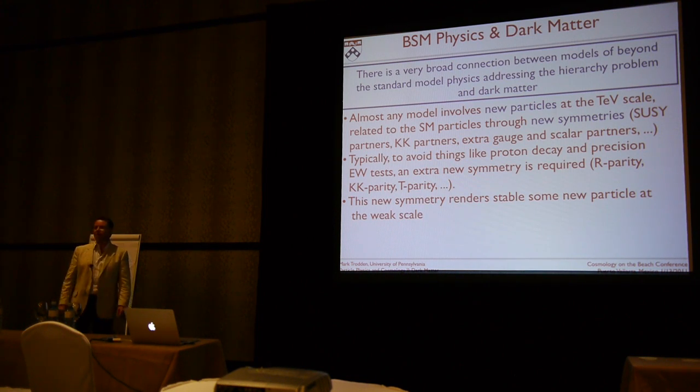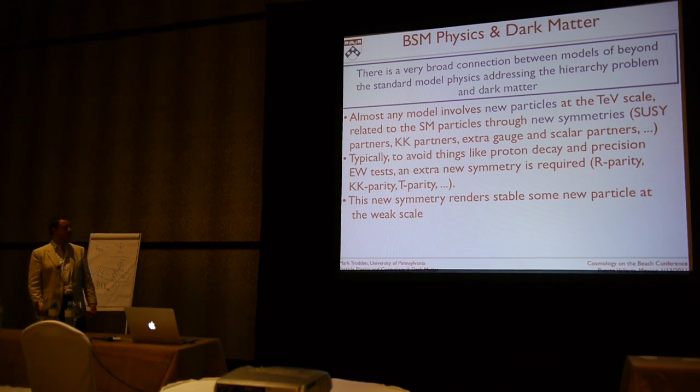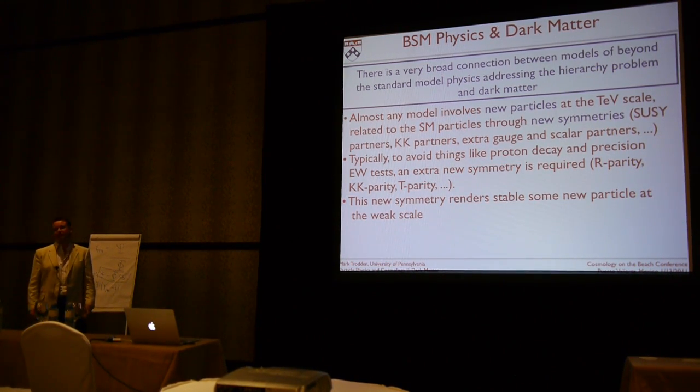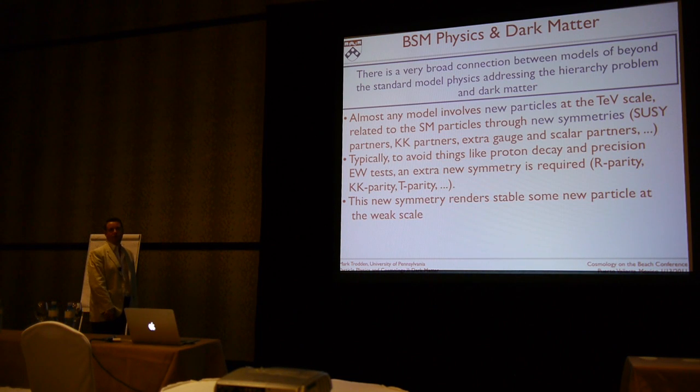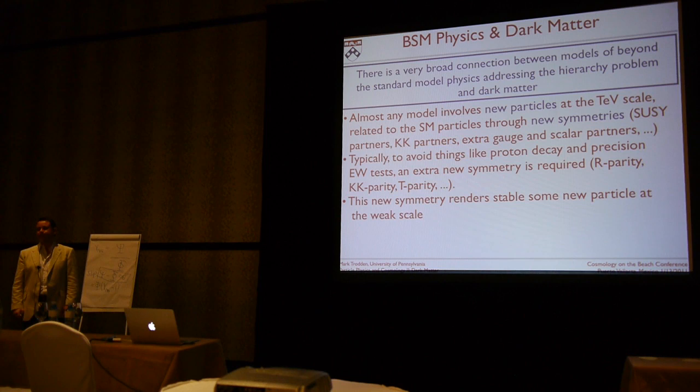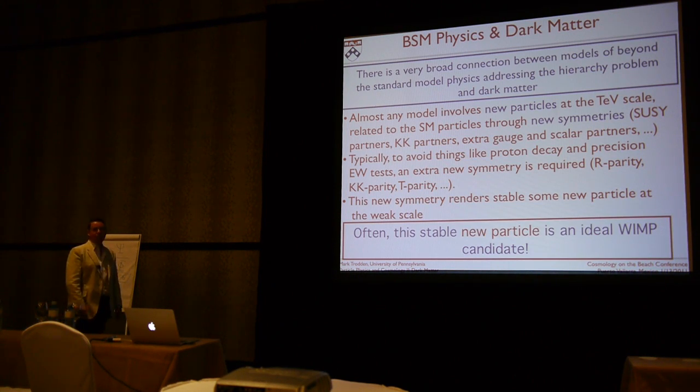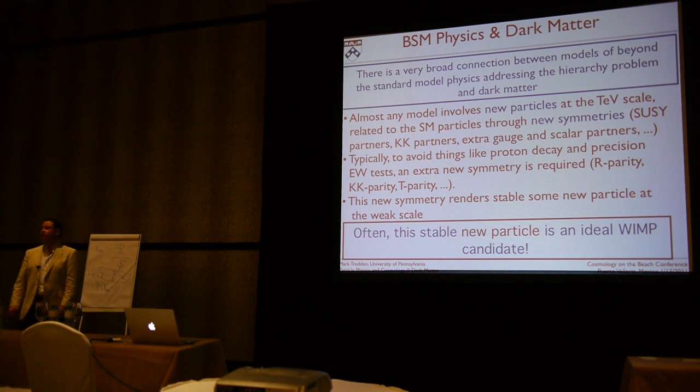But if you have a new symmetry like this that distinguishes new particles from old ones, one of the new particles will be the lightest one. And it'll be stable, because it's distinguished by a symmetry from the old particles. And so now you have a new stable particle at the weak scale. And often this particle will just be an ideal WIMP candidate, because it's a new stable particle at the weak scale. It will live for the age of the universe, and it will freeze out at the weak scale.